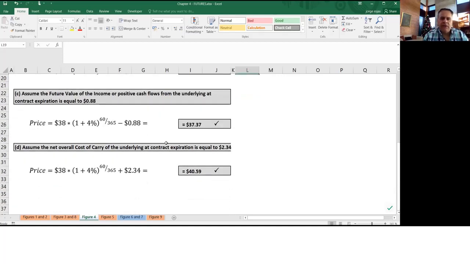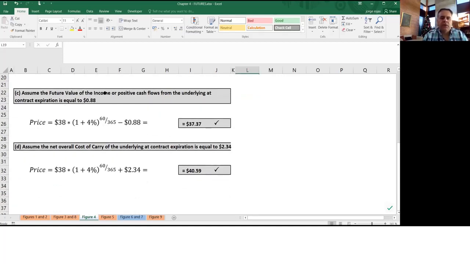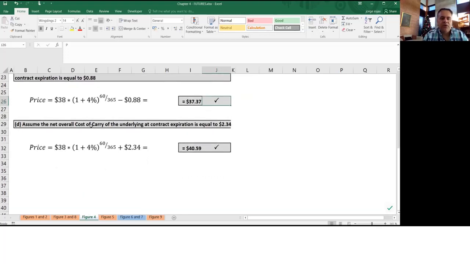In the third case, we will have a future value of income. So this is something that we are receiving, we are being benefited by these cash flows, and we have a value of 88 cents. So since this is a benefit or a cash flow, we will subtract this from the price, and we will have a value of $37.37. Finally, we have a net overall cost of carry of $2.34 at expiration. Since this is a net cost, we will add it, and we will have a correct price of this contract at $40.59.